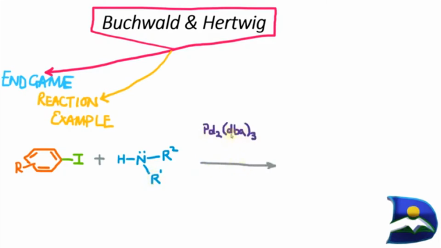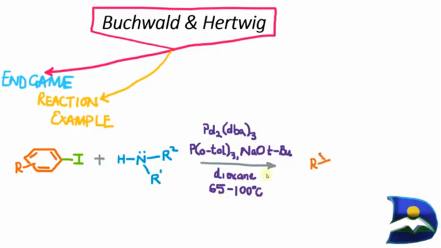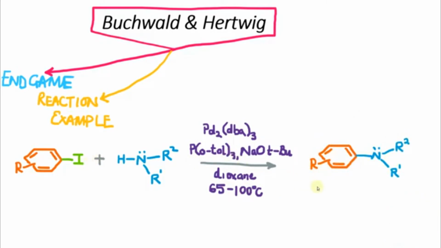And therefore this will be done in the presence of our catalyst, which is palladium dibenzylideneacetone, and this is done in tri-o-tolylphosphine, and this is going to be done in the presence of our base. In this case, it's going to be sodium tert-butoxide, and then we have dioxane, and this is done at 65 to 100 degrees Celsius. Quite a hot temperature to keep in mind, and this leads to the formation of our aromatic ring attached to the specific amine in a process called amination of our aromatic ring. And this is our key goal to keep in mind.